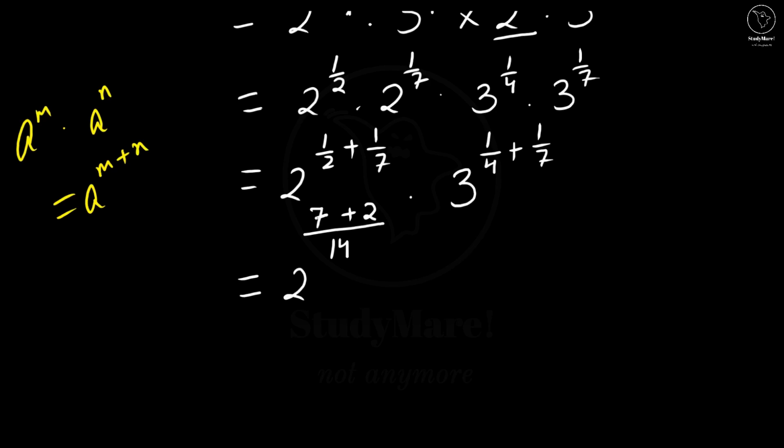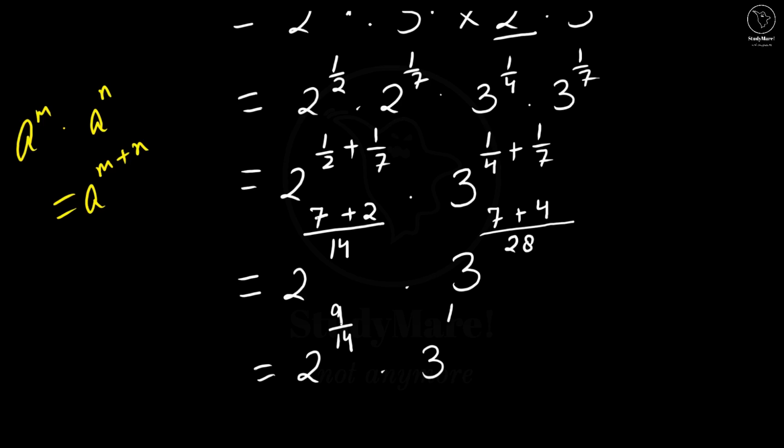2 into 1, we get 2, into 3 to the power 4 and 7. The LCM is 28. 4 7s are 28. 7 into 1 is 7, plus 7 4s are 28, 4 into 1 is 4, which is equal to 2 to the power 7 plus 2, 9 by 14, into 3 to the power 7 plus 4 is 11 by 28.